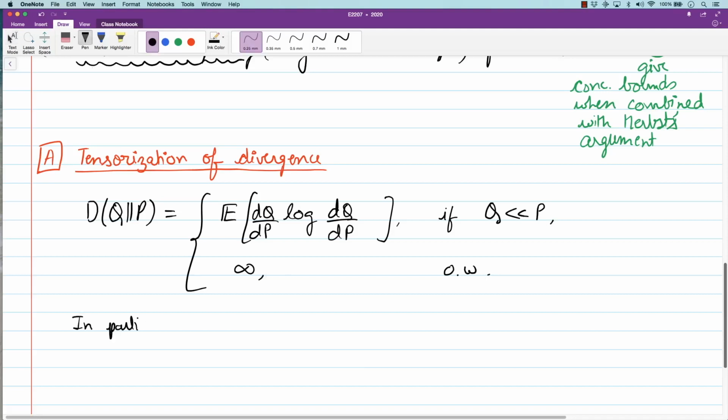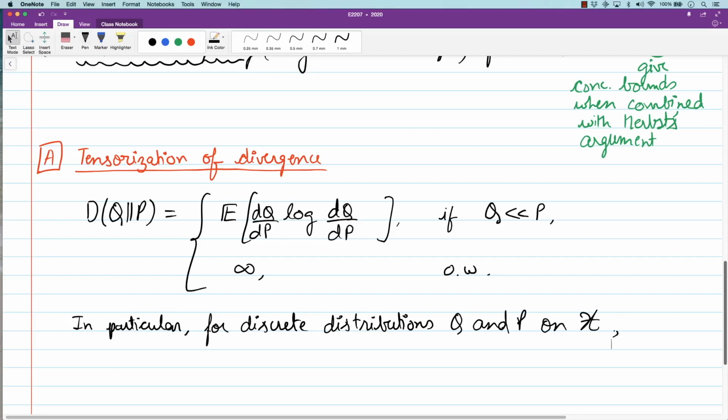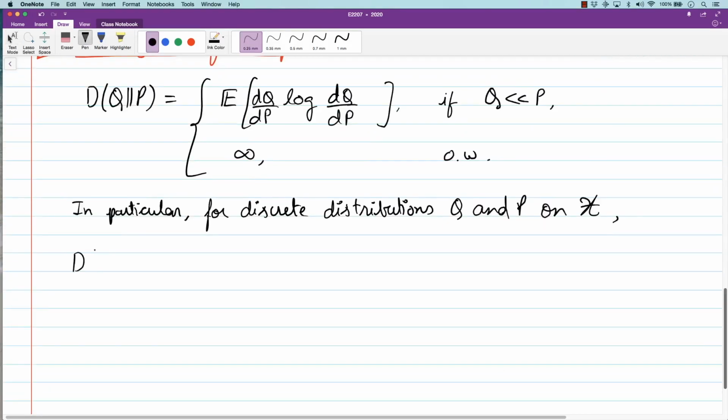In particular, for discrete distributions Q and P on the same discrete set X, D(Q||P) is equal to a summation over X. Note that whenever I'm not writing an expectation here, it is clear that the expectation is with respect to P. Since you take expectation with respect to P, it is the same as taking expectation of this with respect to Q. It's the same thing, because that's how this expectation is defined.